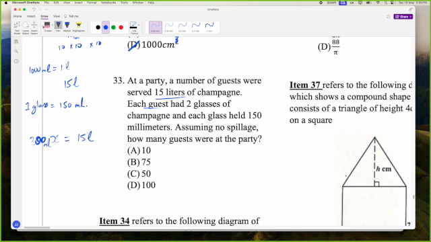That means that 1 milliliter is 1 over 1,000. So 300 milliliters will be 300 over 1,000, which will be 0.3 liters. So 0.3 liters multiplied by X is what gave me 15 liters. So now X will be 15 divided by 0.3, which we will see is 50 guests.